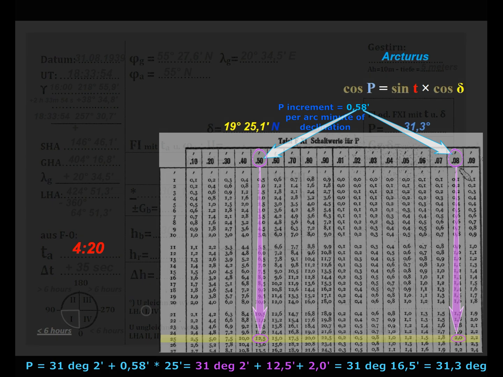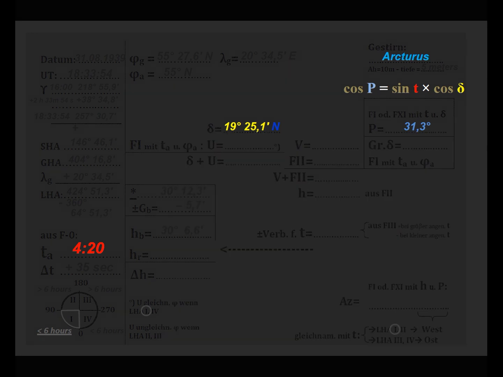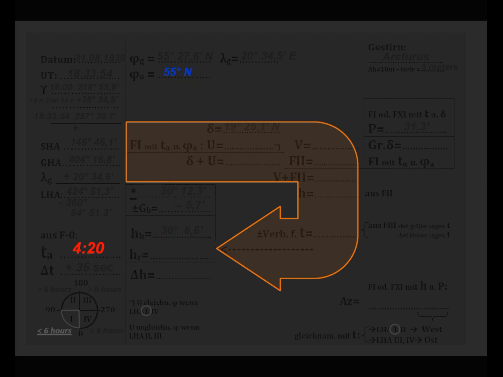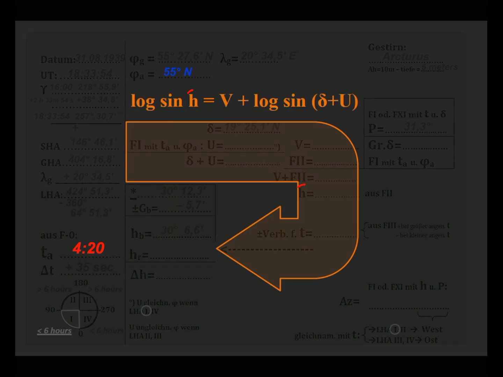As you can see, we get the same P value as in the F1 table. Using the local hour angle and full degree of the latitude, we proceed to calculate the altitude. According to the formula we know, we determine the altitude value, which corresponds to the local hour angle of 4 hours and 20 minutes exactly.